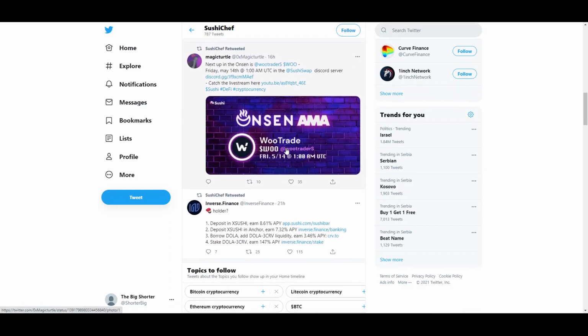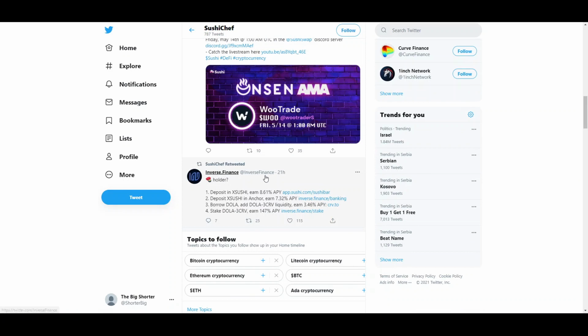So a bit about Onsen. If you're a holder, look at this. Inverse Finance is actually talking about Sushi as well. So you can deposit in xSUSHI and earn 8.61% average per year returns. Deposit them in Anchor, earn 7.30%. So see, these are all, and look at this. You can stake this one random coin, 3CRV, and earn 147% average per year interest on your coins. Now, obviously, some of these will be more risky than the others. But as with classic hedge funds and everything, you're always going to have more risky investments than the others.